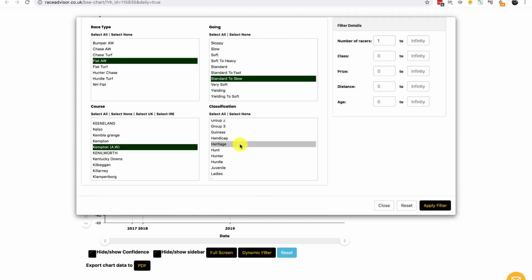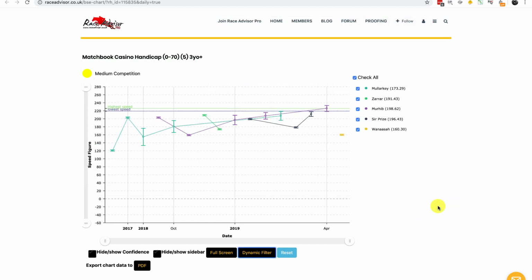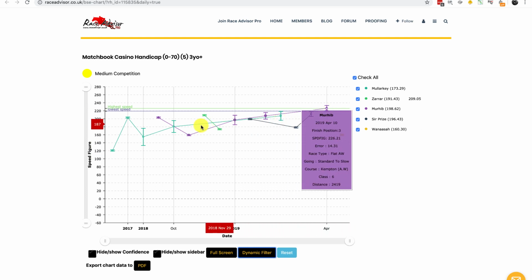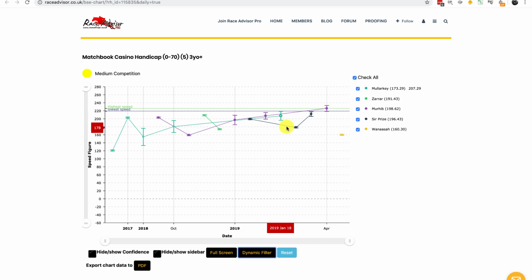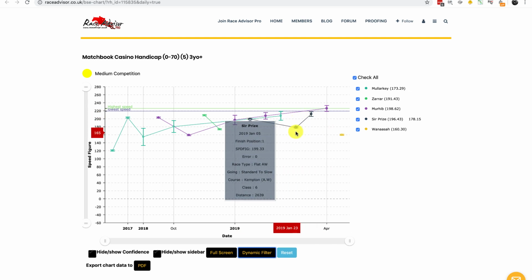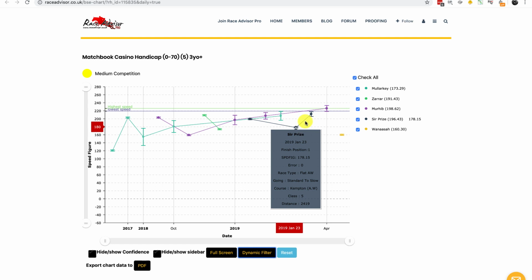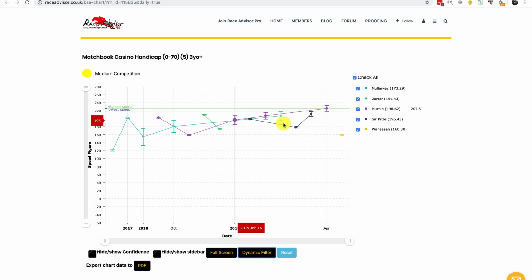So we're going to come back here, I'm going to put handicap back on, and I'm going to remove Kempton. Okay, and a slightly different picture again, but Wanasa still looking pretty low. Merhib still looking nice and strong, and Surprise also looking strong, specifically in handicaps here as well, but not at Kempton. So these are all good signs so far.